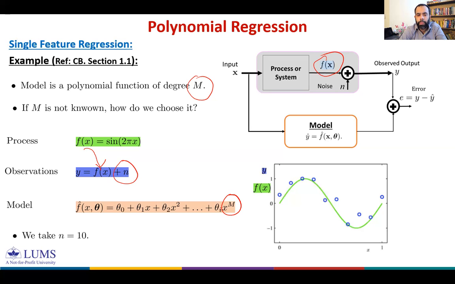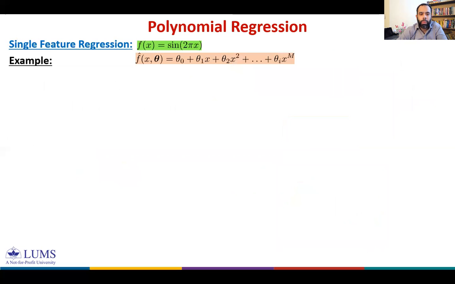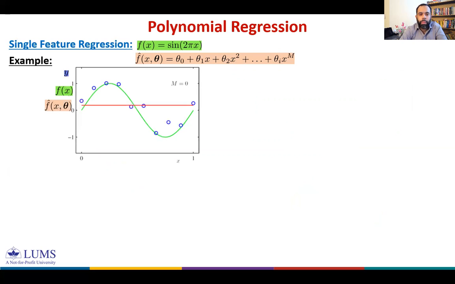Let's model it for different values of m. So we have f of x equals sine 2 pi x. The model is a polynomial of degree m. Let's say you attempt to model this with m equal to 0. When m is equal to 0, you only have a bias offset. When you model it, what is the best model?